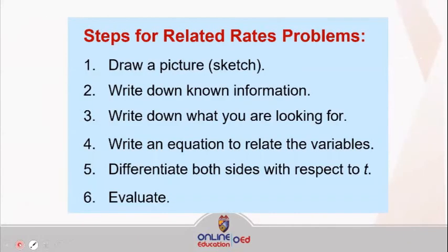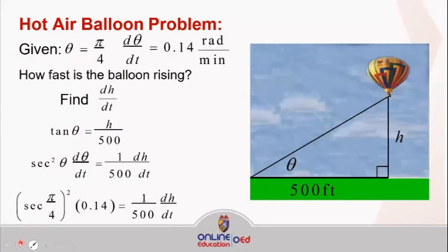Okay, next we have the steps for related rates problems. The first is to draw a picture, or sketch. The next thing to do is to write down the information. The third step is to write down what you are looking for. Number 4 is to write an equation to relate the variables. Of course, here we should know the formulas we will use. And then differentiate both sides with respect to t, or time. And the last is to evaluate.